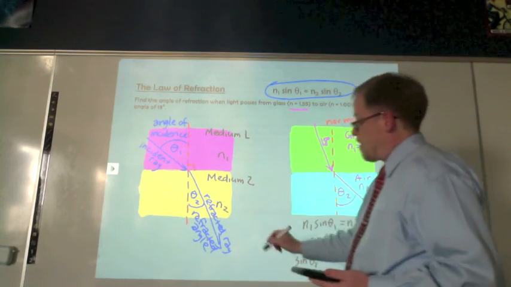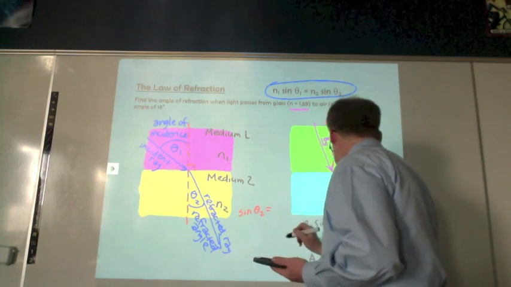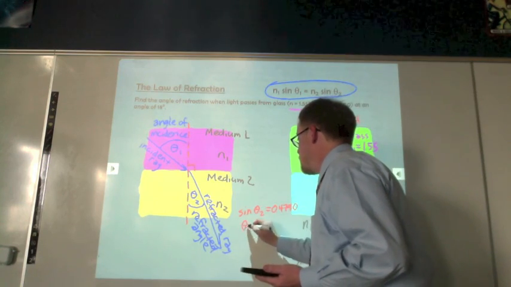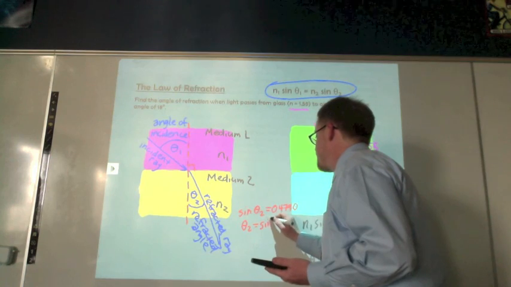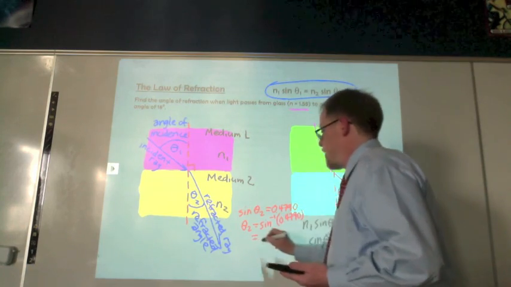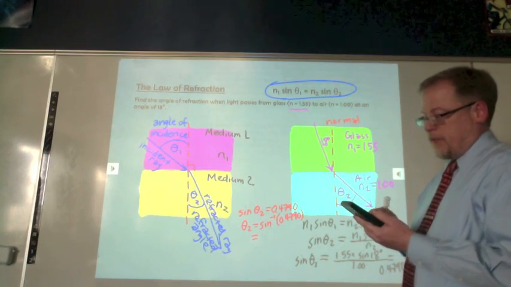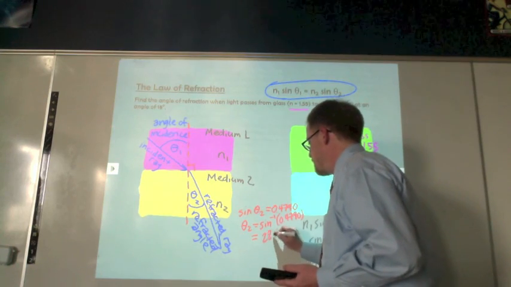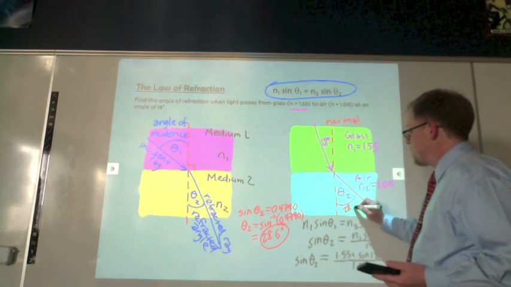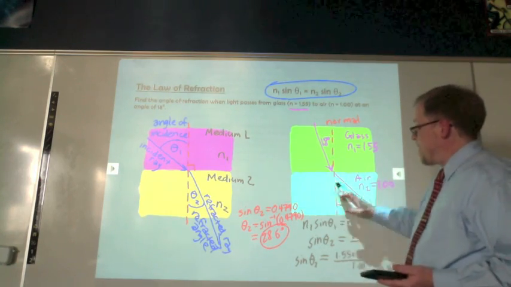Let me switch over to this column here. If sine of theta 2 is equal to 0.4790, then theta 2 is going to be the inverse sine of that. If you work out what that is, it comes out to be 28.6 degrees. Lo and behold, 28.6 degrees is bigger than the 18 at which it came in. So it did bend away from the normal.